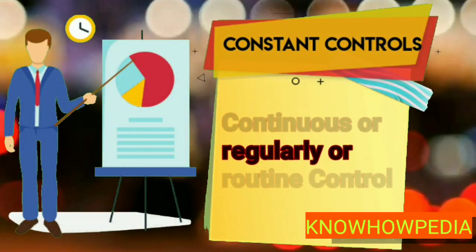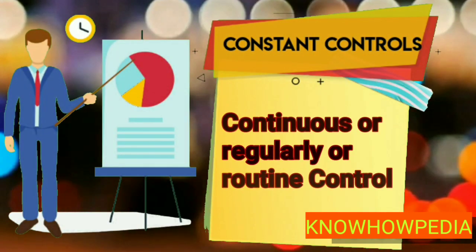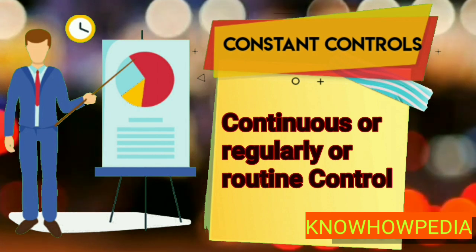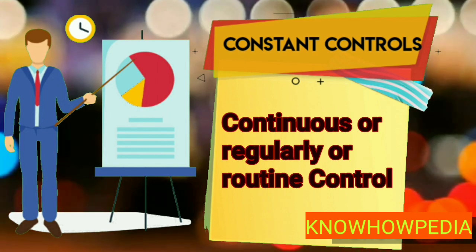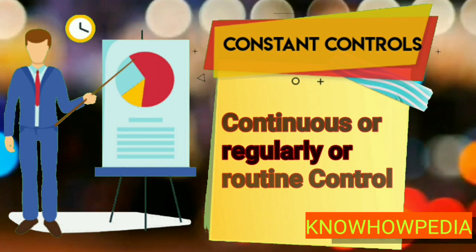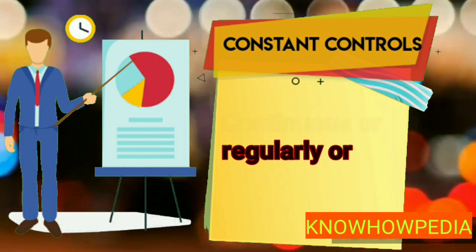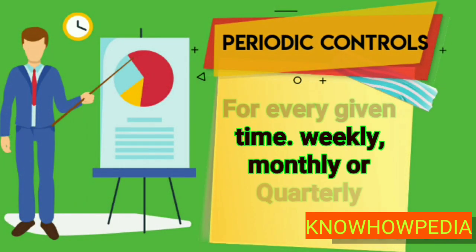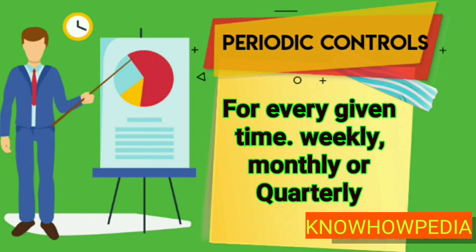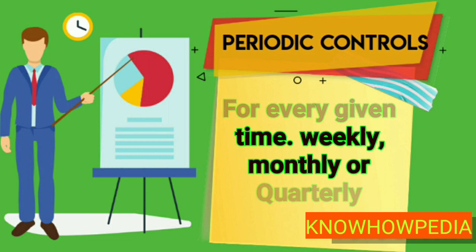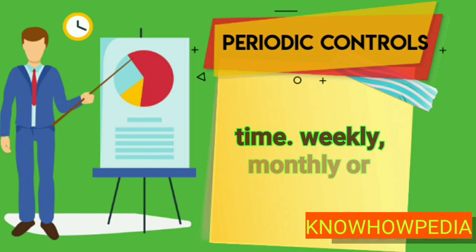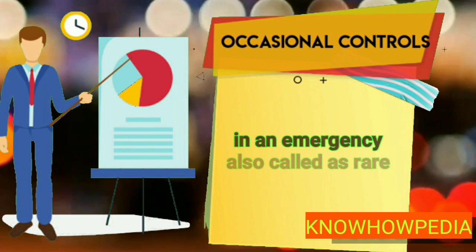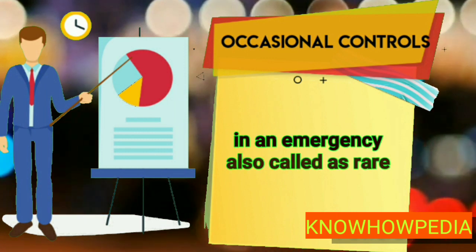Constant controls are the controls which are used continuously or in a routine manner and checked every now and then, so that the process is not deviated from the actual ones. And the second type of control is called periodic control. Periodic control is nothing but we check the performance every 2 months, 3 months, or quarterly, or every 15 days. A set time is there. So periodically you're checking the controls.